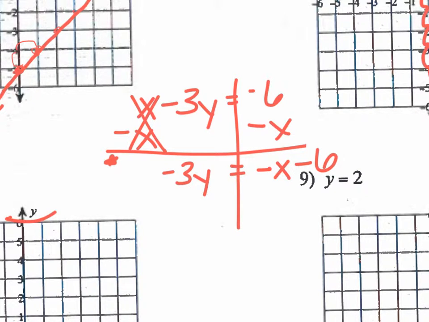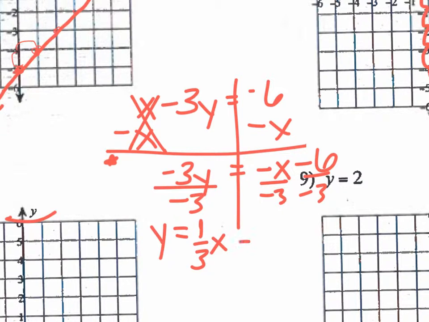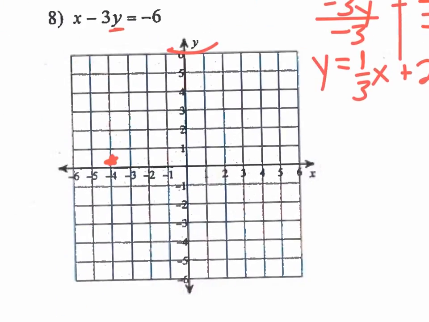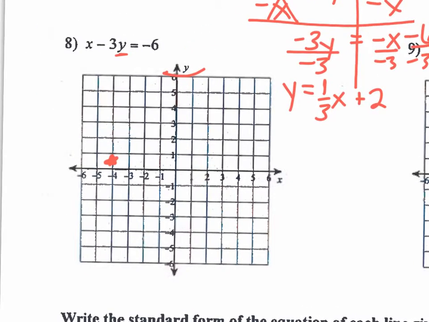And then all I have left to do is divide by -3. But I need to divide both these terms by negative 3. So now I have y is equal to a positive 1/3 x plus 2. And now I can graph this. So I have the y-intercept at positive 2.